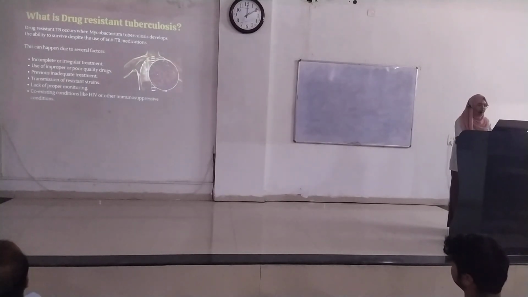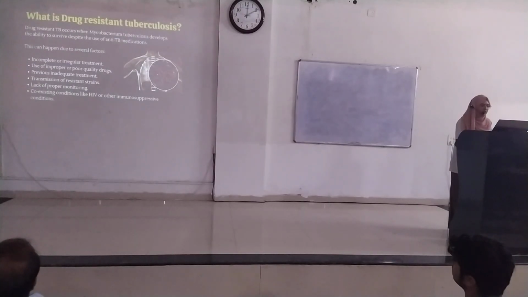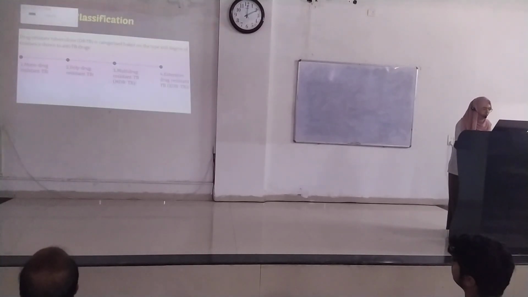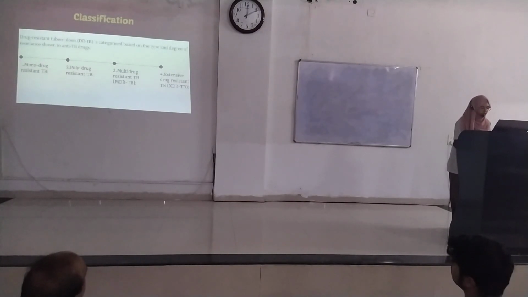So what exactly is drug-resistant tuberculosis? It is defined as when Mycobacterium tuberculosis develops resistance against anti-tubercular drugs. In simple words, the bacteria has learned to fight against a medicine. It can be classified into monodrug-resistant tuberculosis, polydrug-resistant tuberculosis, multidrug-resistant tuberculosis, and extensively drug-resistant tuberculosis. We'll see each one individually.